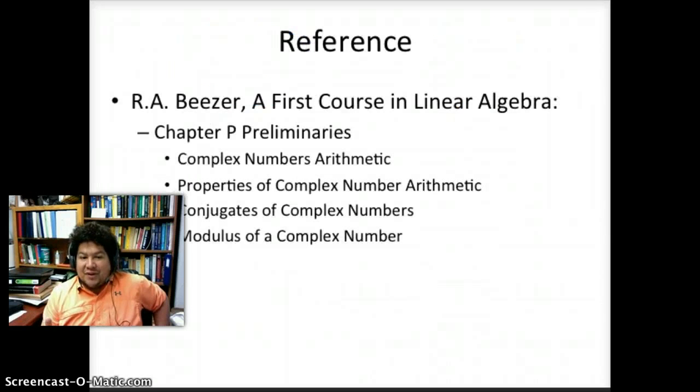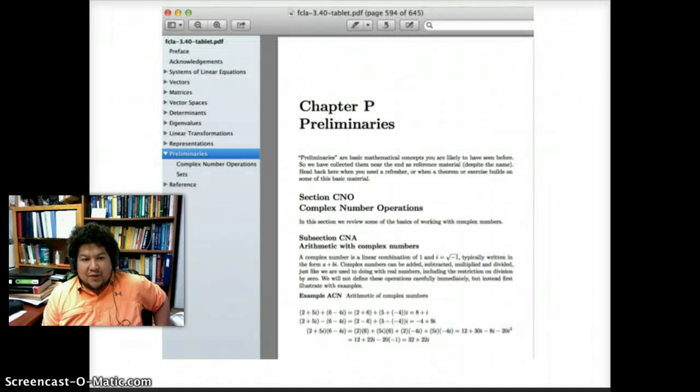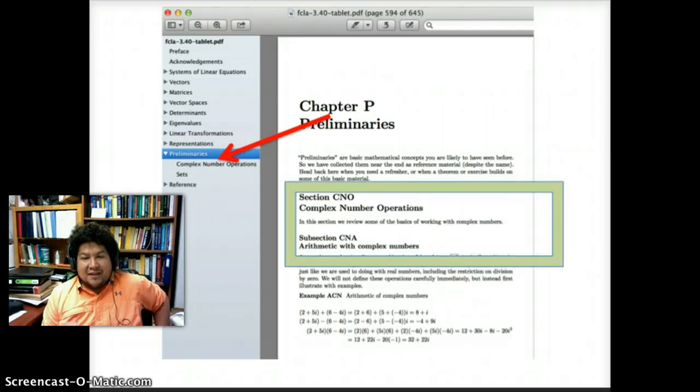You can refer here to some information that is listed towards the end of the book, and specifically you go to the part that's called preliminaries, and under preliminaries you want to read very well this section on complex number operations. That's what the section is called.